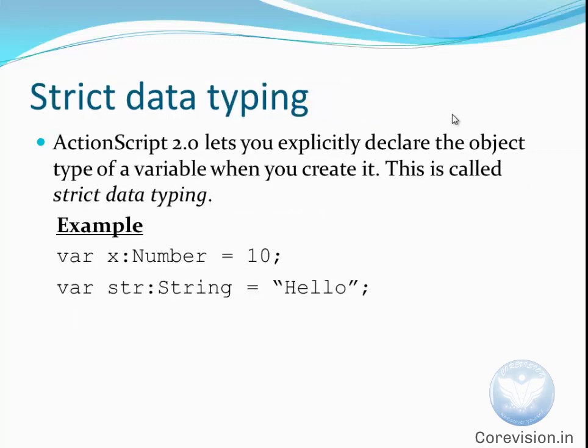Strict data typing. ActionScript 2.0 lets you explicitly declare the object type of a variable when you create it. This is called strict data typing. Example: var x:Number = 10; Now x can only store a numeric value, integer or real.